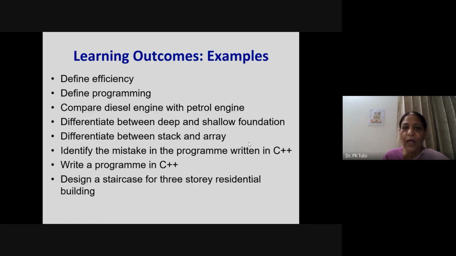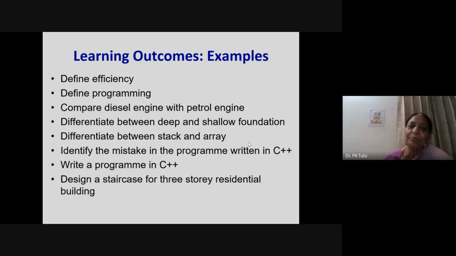Now, if you look at these, some random examples: define efficiency, define program, compare diesel engine with petrol engine, differentiate between deep and shallow, and write a program in C++. Here, these examples are from different fields. I've just taken it that all these learning outcomes are written in statement form, and they are telling us what a student is able to do on completion of a particular module, a particular course, or a program.